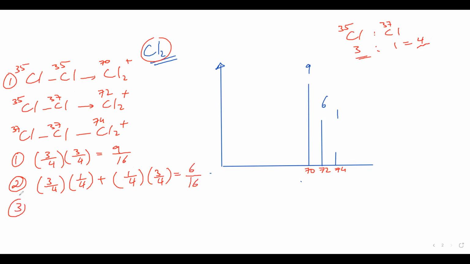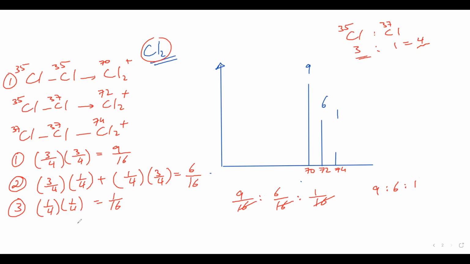And the last probability is that both chlorine atoms are of the 37 isotope. So we say 1 over 4 times 1 over 4, and this makes 1 over 16, which means that the ratios are 9 over 16 to 6 over 16 to 1 over 16. We cancel the 16, and the molar ratio will be 9 to 6 to 1.